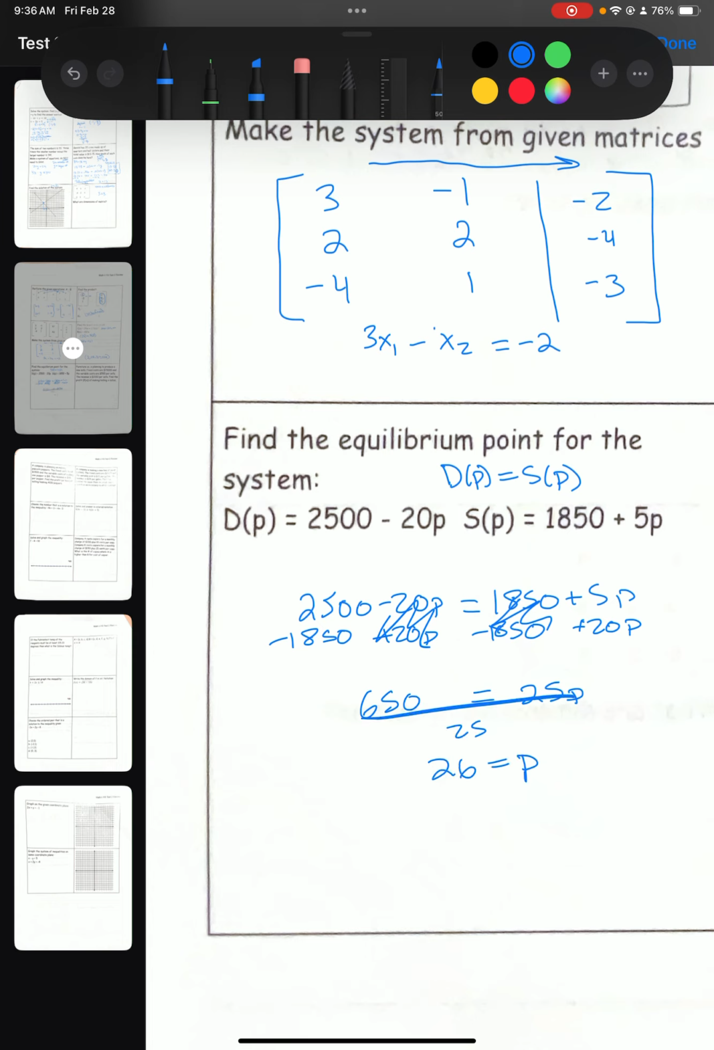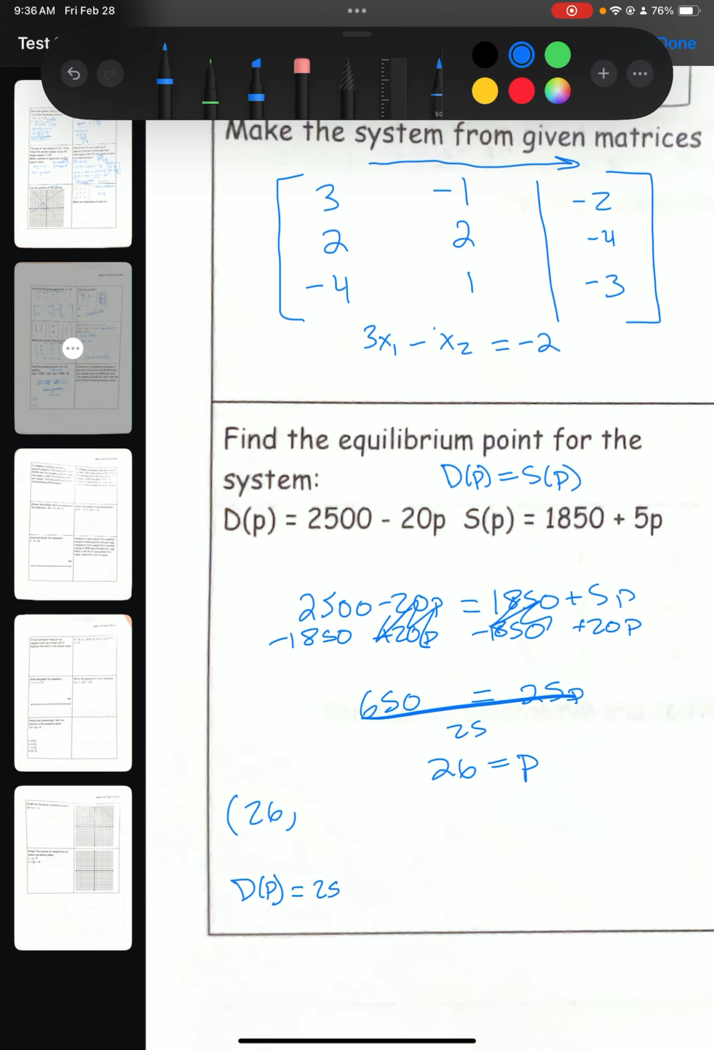Again, this is a point. We know our first point. We know how much they're going to sell of this. We don't know how much that will be or how much money will be coming in. So from that, we need to plug it in. We're going to just plug it into our D of p.